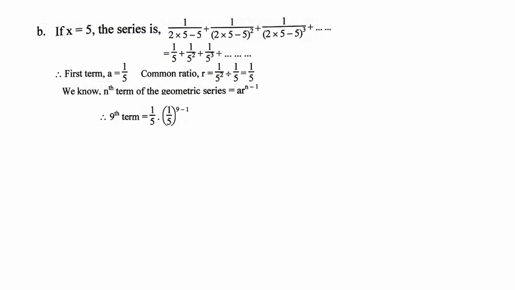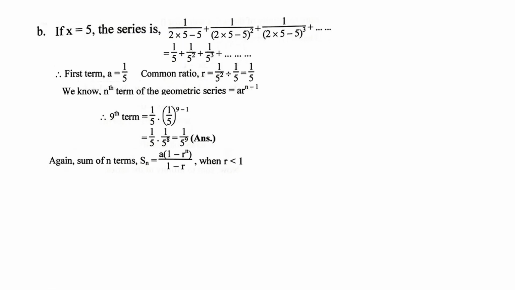So the ninth term equals, putting the values of a and r and also n equal to 9, 1/5 × (1/5)^(n-1), that is n equals 9, so 9 minus 1. We get 1/5 × (1/5)^8, that is (1/5)^9. It's our required answer.